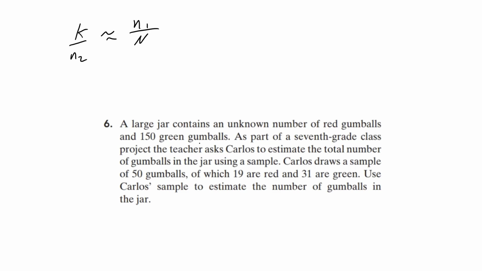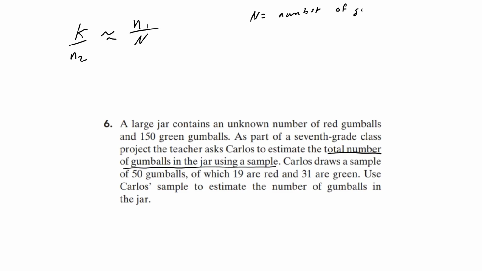So Carlos draws a sample of 50. A large jar of gumballs contains an unknown number of red gumballs and 150 green gumballs. As part of a 7th grade class project, the teacher asks Carlos to estimate the total number of gumballs in the jar using a sample. What we're really trying to get at is the total number of gumballs, not of red gumballs, but of gumballs. So in the sample, 19 are red, N will equal the number of gumballs, and 31 are green.